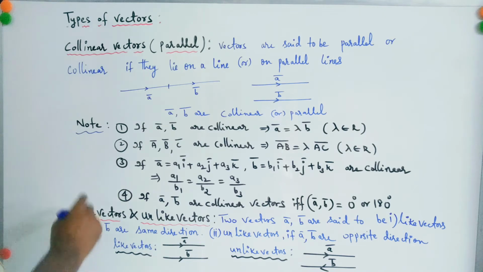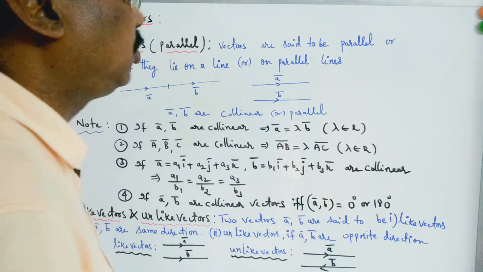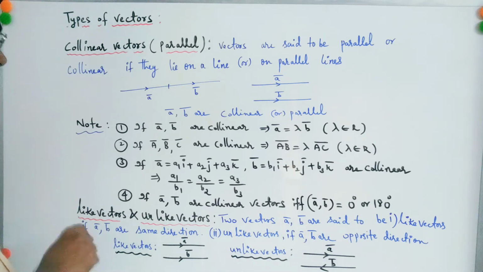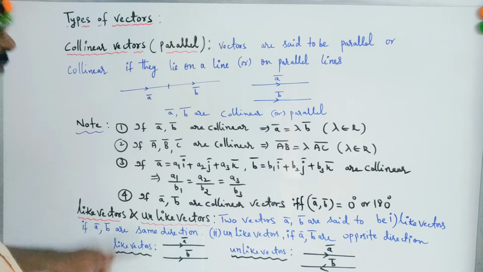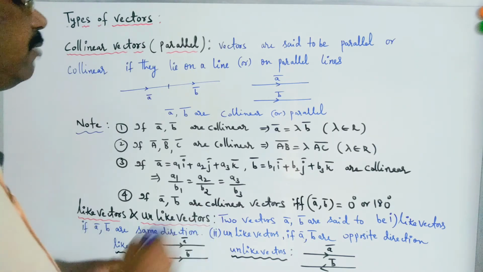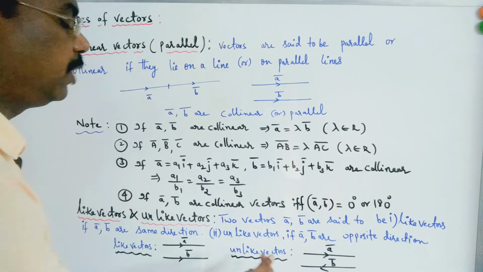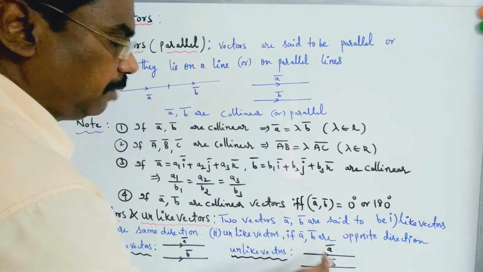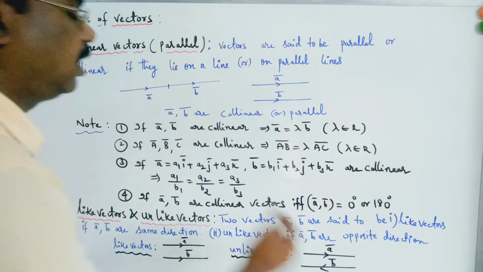Next one, like vectors or unlike vectors. Two vectors a bar and b bar are said to be like vectors if they have the same direction. Observe here that a bar and b bar have the same direction, so a bar and b bar are like vectors. Unlike vectors means a bar and b bar are in opposite directions. Observe here that a bar and b bar are in opposite directions, so a bar and b bar are unlike vectors.